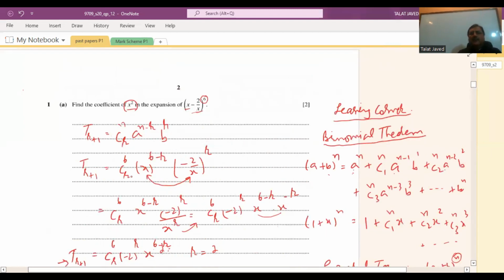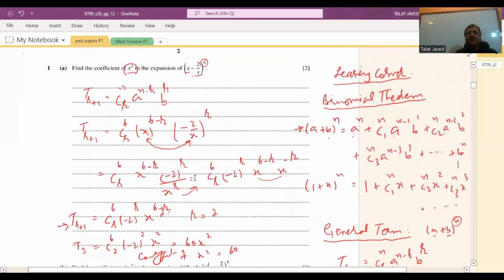Binomial theorem, you can see this is the formula to find the expansion of a plus b raised to power n: a raised to power n plus nc1, a raised to power n minus 1 and b raised to 1, plus nc2, a raised to power n minus 2, b raised to power 2, plus nc3. These two formulas are given. All the three formulas will be given in your formula sheet.